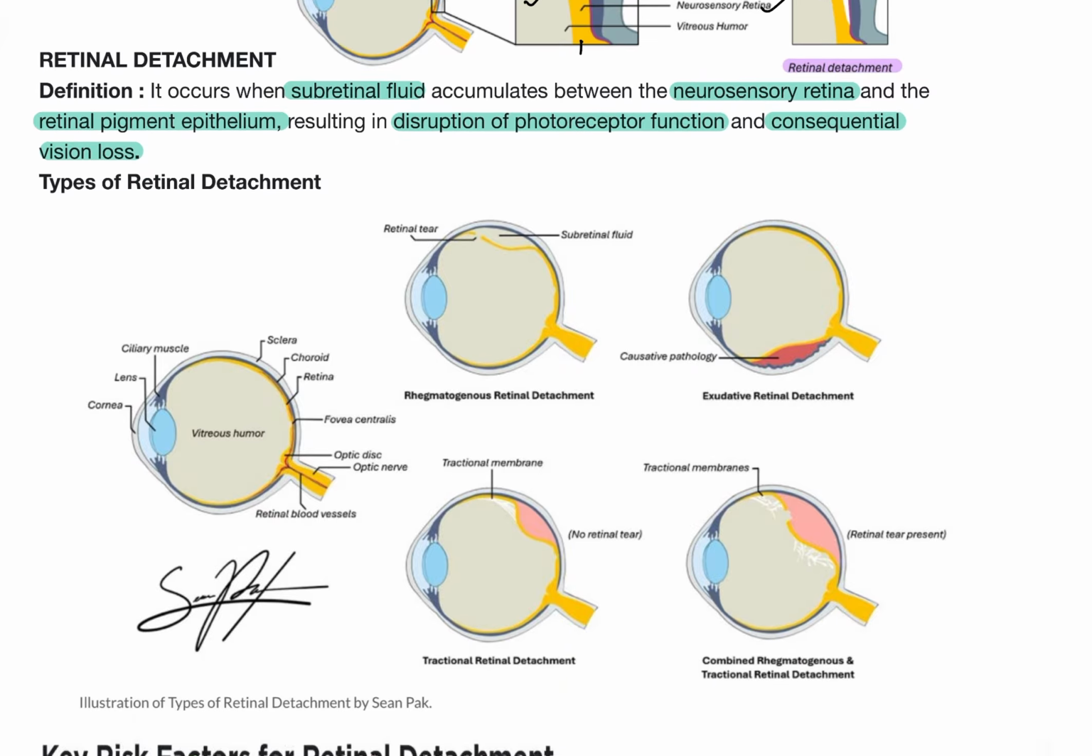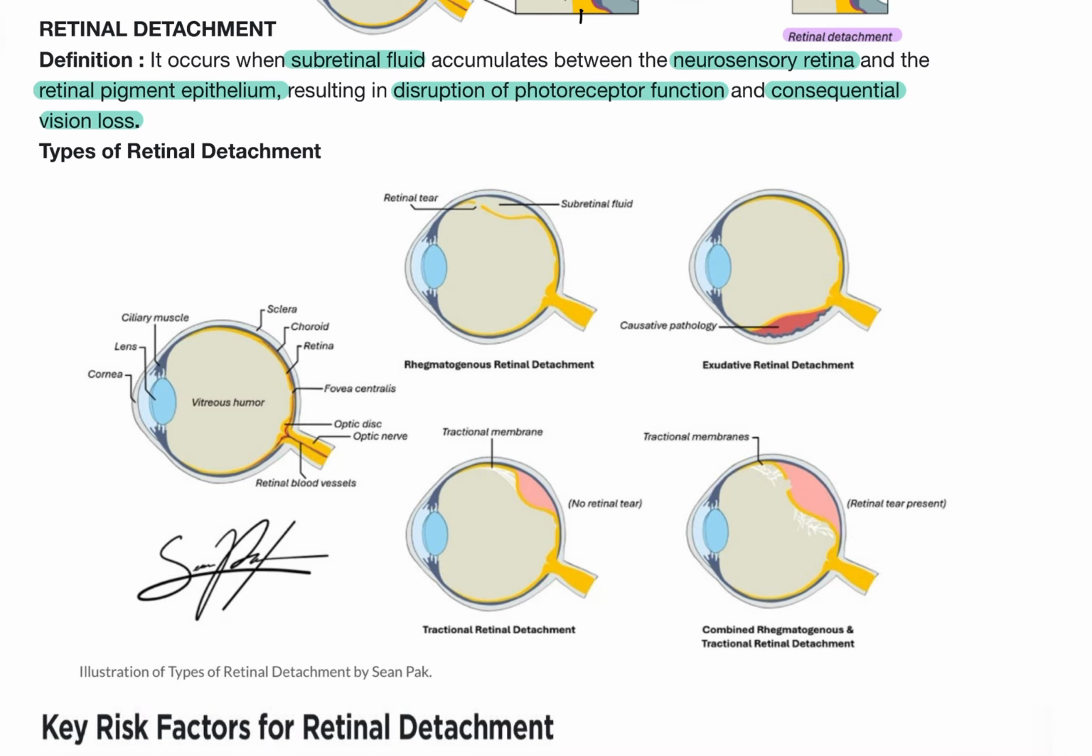Coming to the types of retinal detachment, you have predominantly three types. That is your Rhegmatogenous retinal detachment. In this, you will predominantly see a retinal tear. Then, exudative retinal detachment, that is due to some causative pathology inside the eye that will lead to detachment of the retina. And then you have something called tractional retinal detachment.